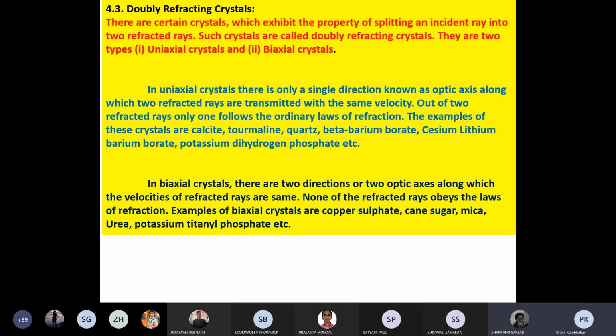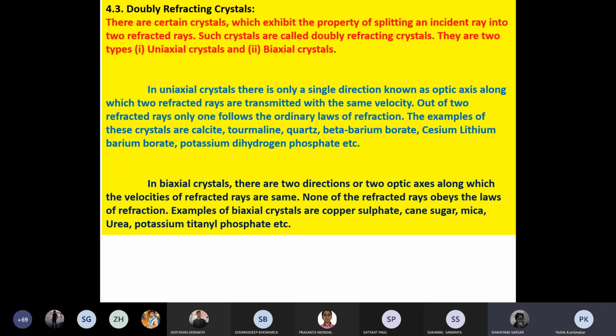Uniaxial means there is one direction of maximum symmetry. So although these materials are asymmetrical, along this axis the material looks symmetrical. And there are other categories of material where there are two such axes. So the material is symmetrical with respect to these two axes.